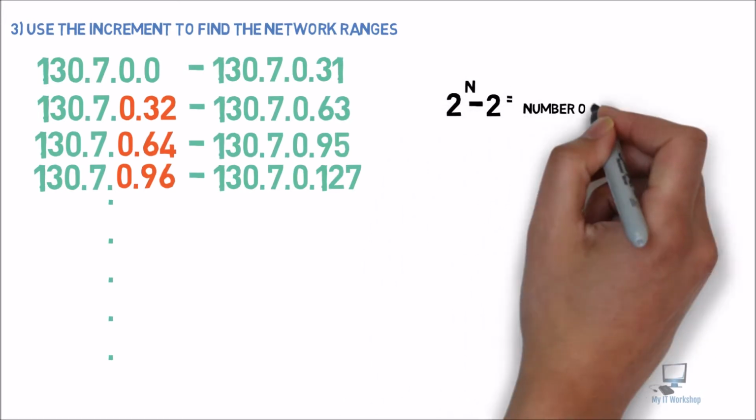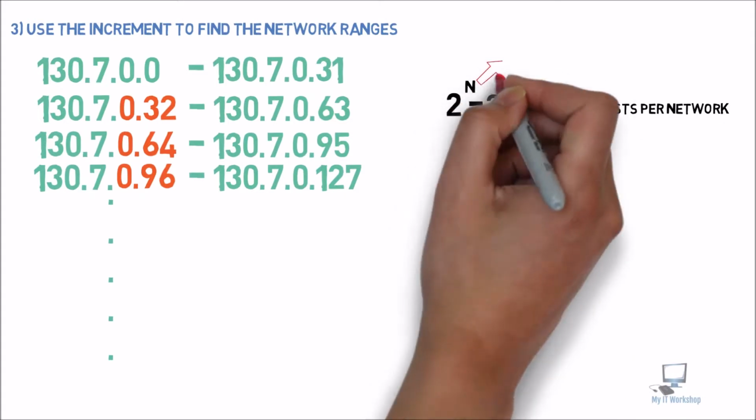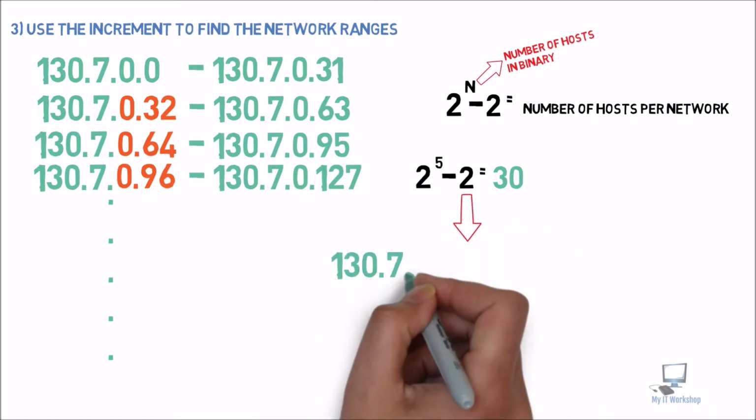Now we have a formula. 2 to the power of n minus 2 is the number of hosts per network, n being the number of bits that I need, that we calculated in this case is 5. Okay, so 2 to the power of 5 minus 2 is going to be 30. So that's the number of usable hosts I'm going to have per network. In this case, it's a coincidence. I chose this IP at random, so it's going to be exactly the number that we need.